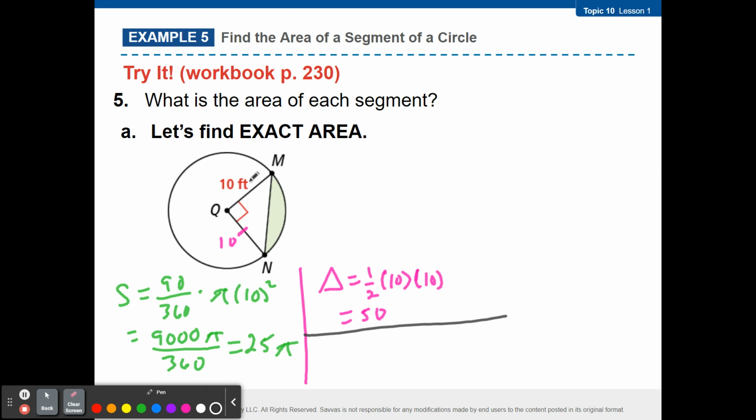Now to find this, we're taking the sector minus the area of the triangle. So this is going to be 25 pi minus 50, and this will be in feet squared. That is your exact answer. Think of it like, remember when we did radicals and we couldn't add them up unless they matched? The same thing goes for pi. If you don't have a pi attached to it, you can't add it together, okay?